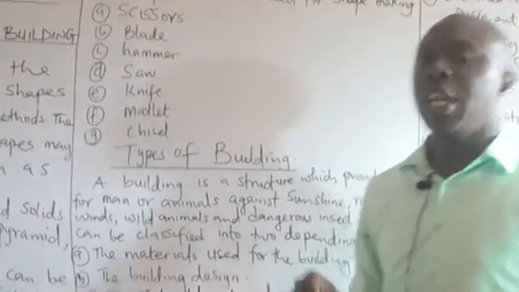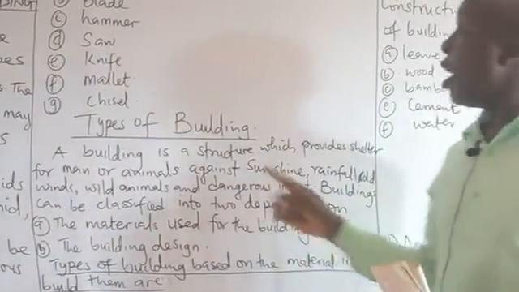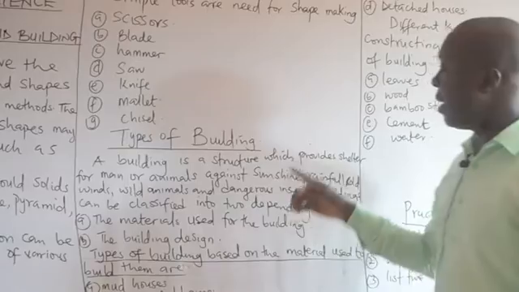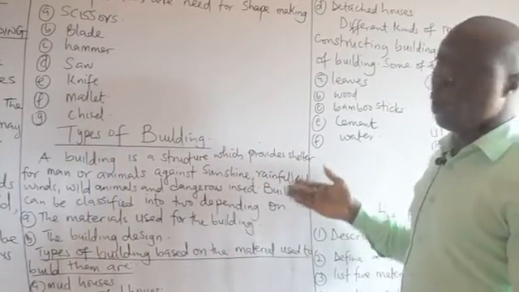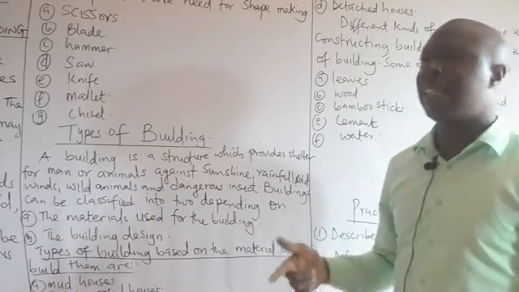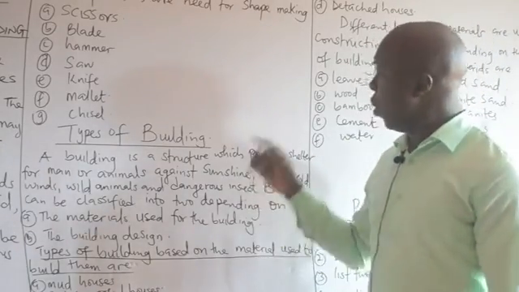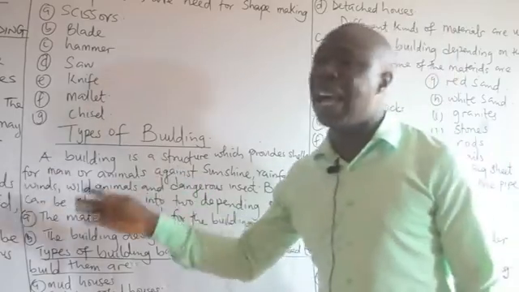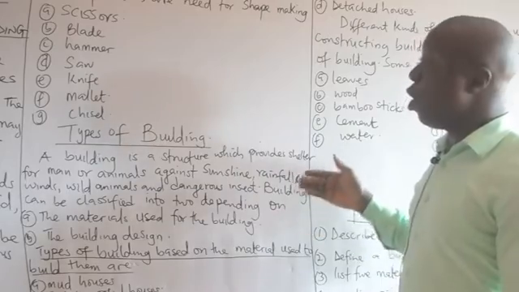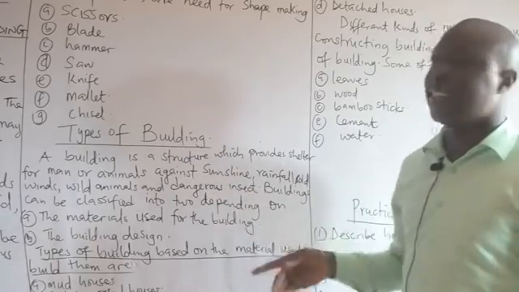What do you really understand by the term building? A building is a structure which provides shelter for man or animal against sunshine, rainfall, cold, wind, wild animals, and dangerous insects. Let me take it again. Building is a structure which provides shelter for man or animal against sunshine, rainfall, cold, wind, wild animals, and dangerous insects.